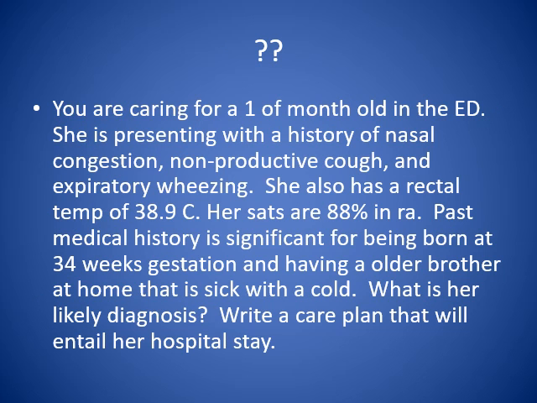Here's our next slide. You're caring for a 1-month-old in the emergency department. She is presenting with a history of nasal congestion, non-productive cough, and expiratory wheezing. She has a rectal temperature of 38.9. Her SATs are 88% in room air. Past medical history is significant for being born at 34 weeks gestation and having an older brother at home who is sick with a cold. What is her likely diagnosis? And write a care plan that will entail her hospital stay. Pause me, put some notes down on a piece of paper that you think are pertinent, and then turn me back on.